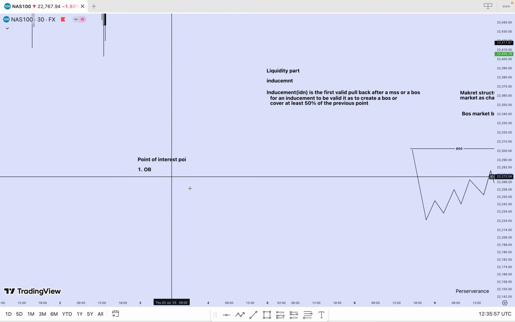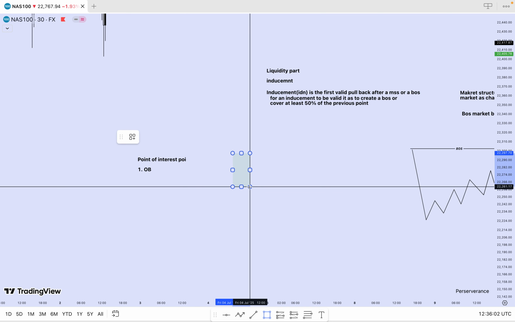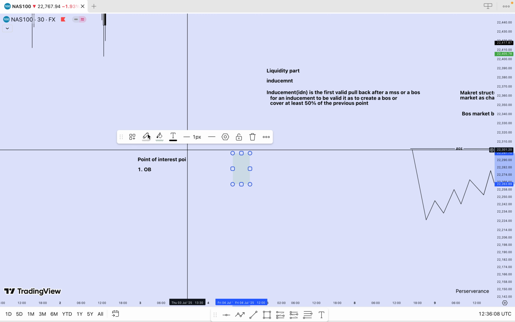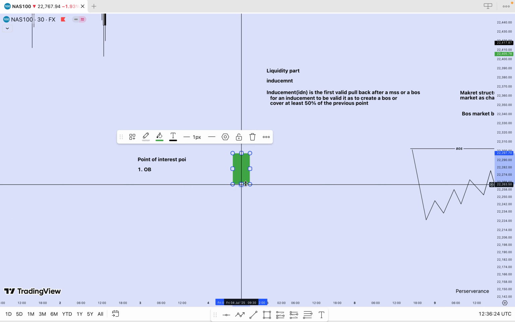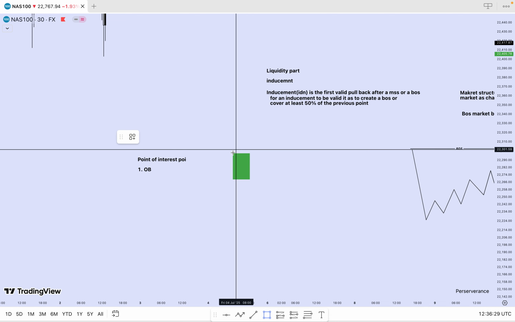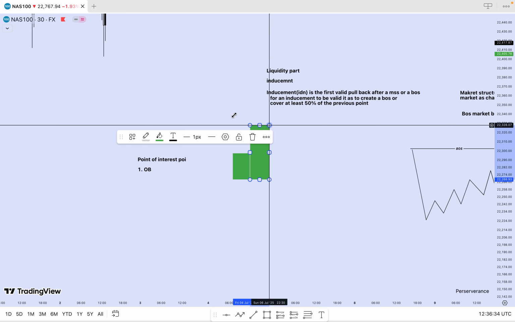So the bullish order block is, you have a bearish candle here. You have one candle here, and then this candle engulfs it.